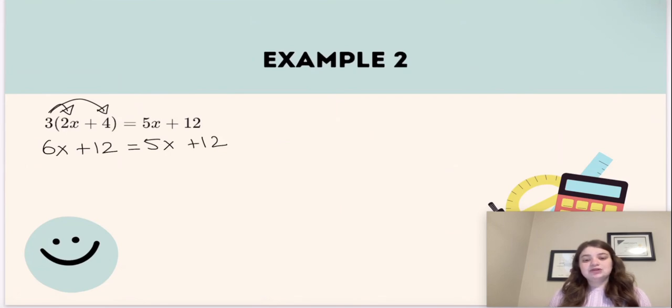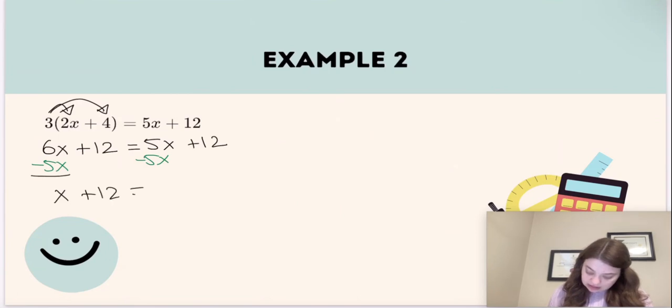Okay, now I would like to get rid of all of my variable terms that are on the right. So to do that, I'm going to subtract 5x from both sides. 6x minus 5x is going to give me 1x, or just x. Then 5x minus 5x, those cancel. And then we have 12 on the right there.